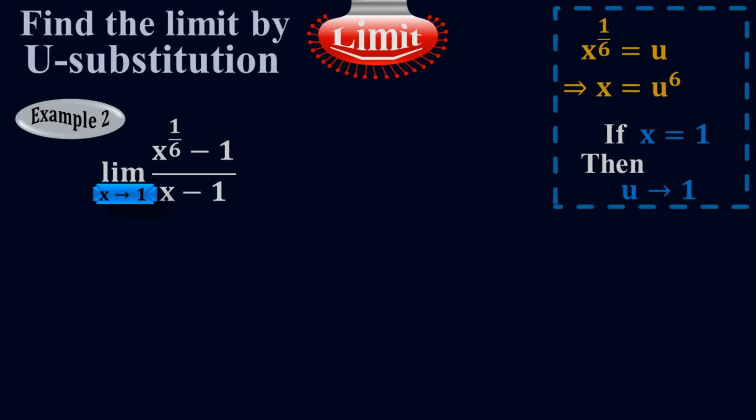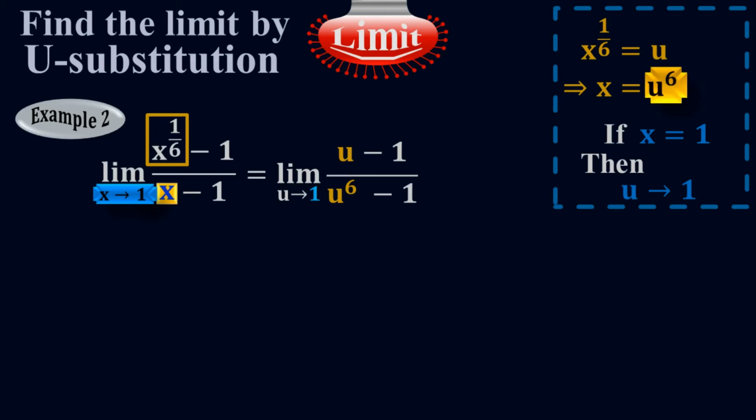Let me substitute the values to have the limit of u minus 1 over u to the 6 minus 1, where u approaches 1. Because I let x to the 1 over 6 equal u, and x equals u to the 6. U approaches 1 is my new limit, not x approaches 1. After the substitution, x to the 1 over 6 equals u, so I will put u instead of x to the 1 over 6.